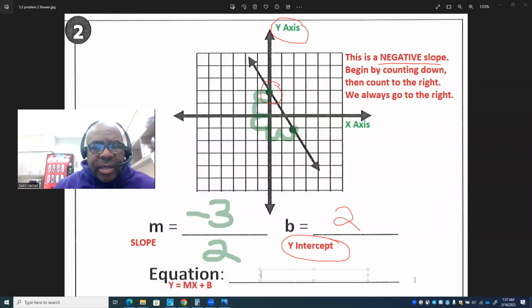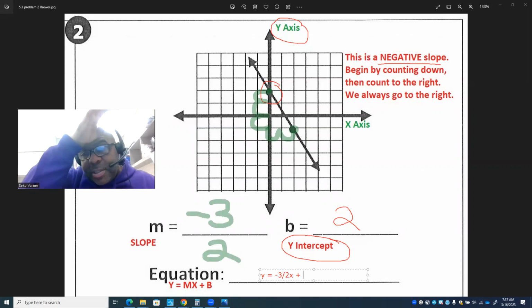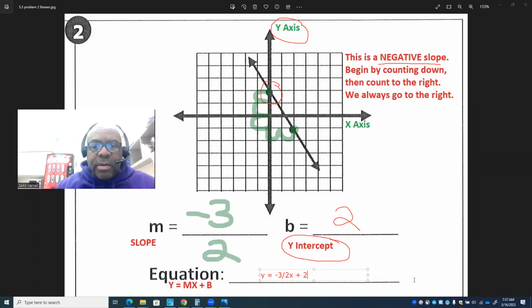So now we can write our equation of the line, which is going to be y = -3/2 x plus, now what's our y-intercept, our b? 2. So that would be the correct answer. y = -3/2 x + 2. It's a positive 2, so that's why we went with the plus 2. Does that make sense? Hopefully that makes sense.